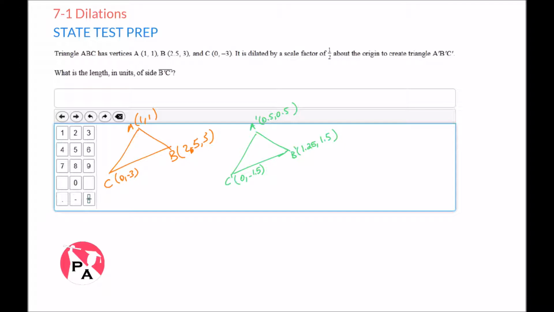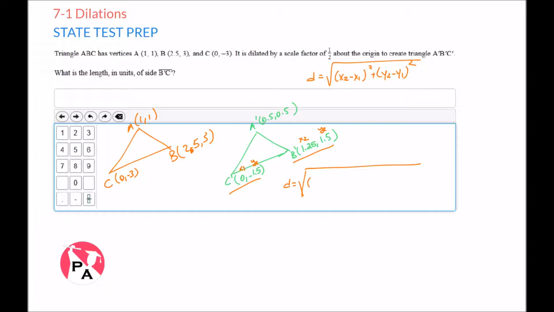Now, the question is all about finding the length of B dash, C dash, this side. So if we can do the distance formula for these 2 points, that means we will be done with the question. So let's write down the formula. By the way, let me just write the original formula over here. Distance is the square root of x2 minus x1 squared plus y2 minus y1 squared. So if you label the points x1, y1 and x2, y2, the only thing that we are going to do is some algebra 1.